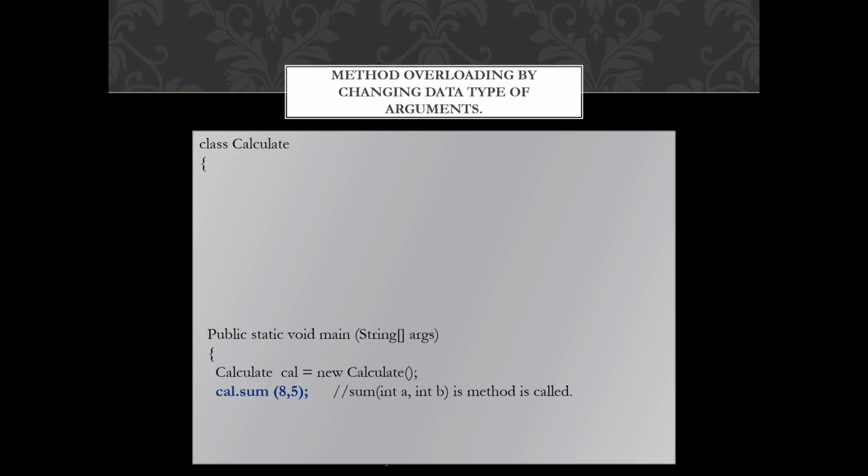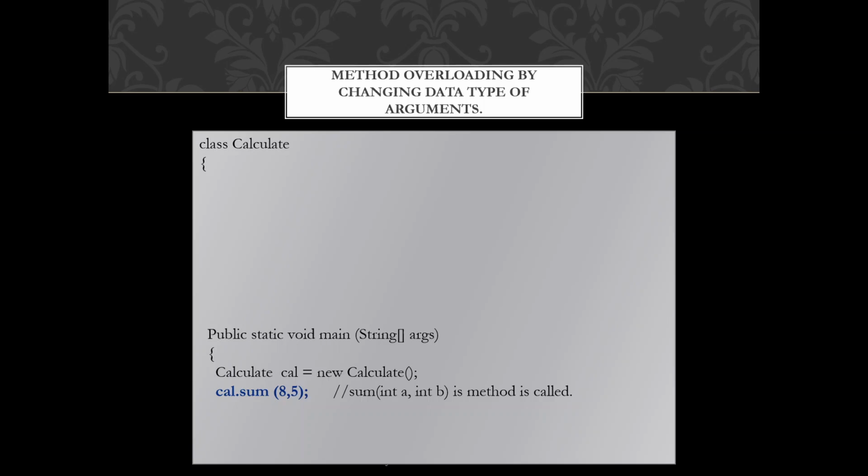So if you have two methods and the two methods are of the same name and the two methods are having the same number of arguments, but there is a difference in the data type, then how it will be working, I'll show you. Okay, so let us consider one class called calculate, and in the main method I am creating one object of this calculate. So whenever an object is created, a constructor will be called. If you have not written any constructor, a default constructor will be called, and that will be initializing all the instance variables to 0. Now I am calling a method called sum.